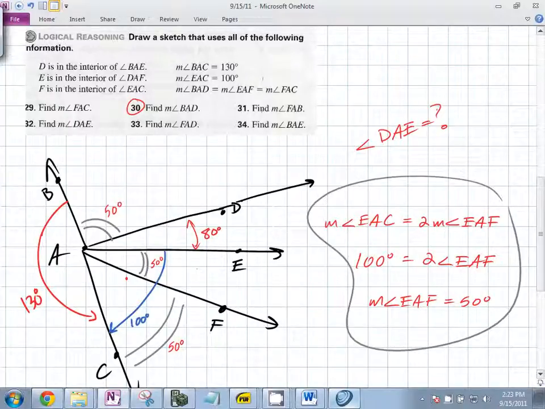Now it's asking for 33, which is find angle FAD. What's FAD going to be? Oh, did we just find out what we needed? Yeah, FAD is going to be 80 plus 50. 80 plus 50 is? 130. 130 degrees, yeah. So is this drawing to scale? No, it's not. Could you use a protractor and make it to scale? Sure, if you wanted to. Absolutely. We good? Does that answer your question?